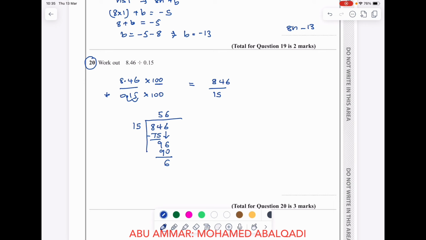So 15 goes into 6. We cannot do that, so we have to place a decimal point here and add a 0 here. So now 15 goes into 60 4 times, and 4 times 15 is 60, and the difference is 0. So the answer will be 56.4. So 8.46 divided by 0.15, the answer is 56.4.